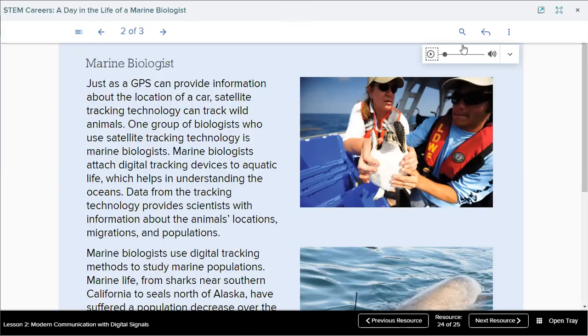So these are the uses and benefits of digital technology for marine biologists studying aquatic creatures. They can collect information about the animals' location, migration, and population. All this data is taken by the digital tracking device attached to aquatic life.